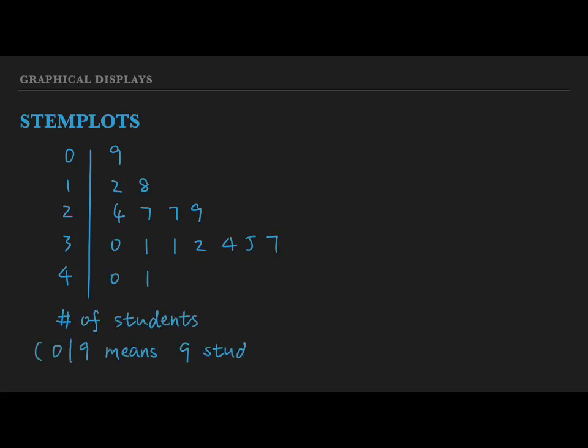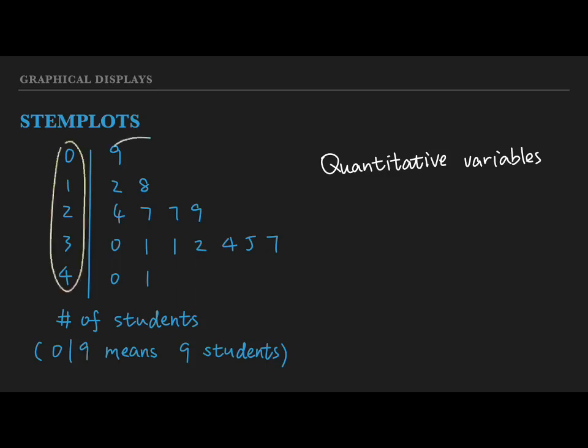The last one is stem plot. This one is used with quantitative variables. It's less obvious to interpret compared to the other 3. A stem plot contains 2 columns separated by a vertical line. We call the numbers in the left column stems, and those in the right column leaves.